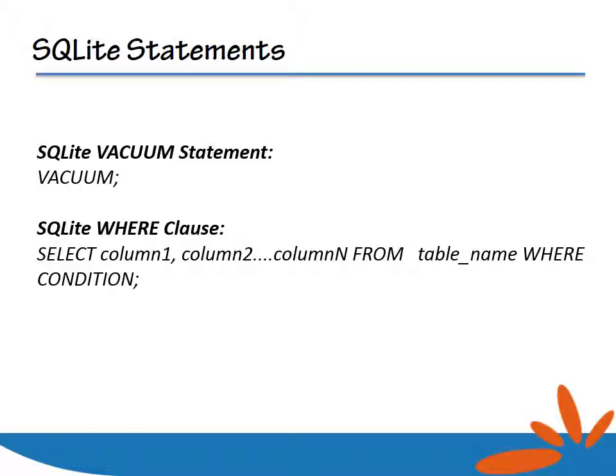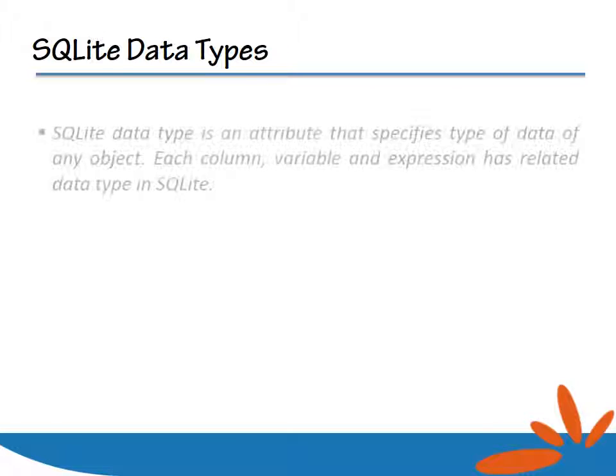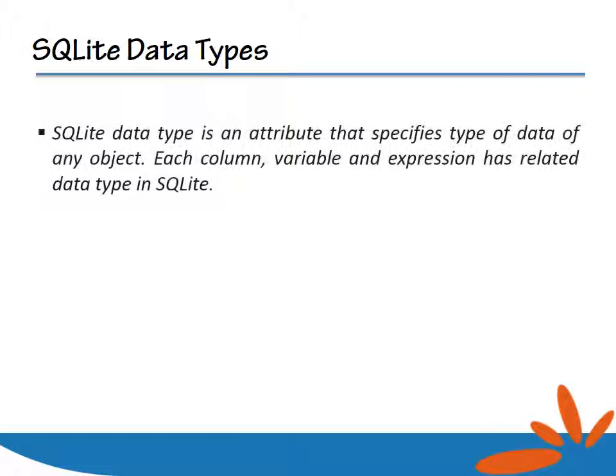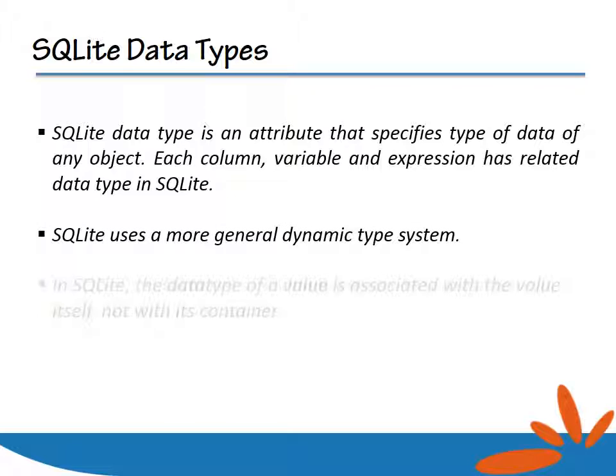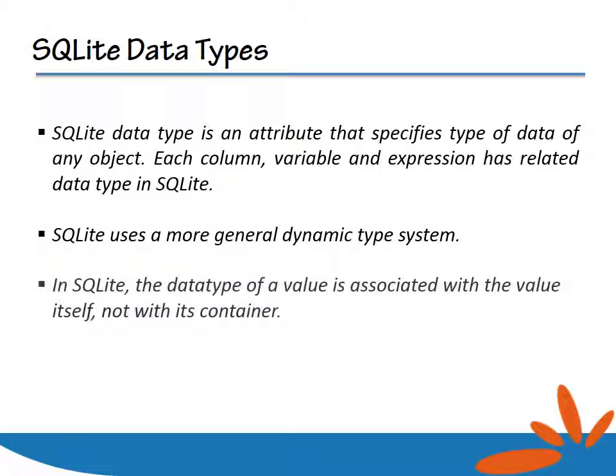The next one is the SQLite data type. The SQLite data type is an attribute of data of any object. Each column, variable, and expression has a related data type in SQLite. SQLite uses a more general dynamic type system. In SQLite, the data type of a value is associated with the value itself.